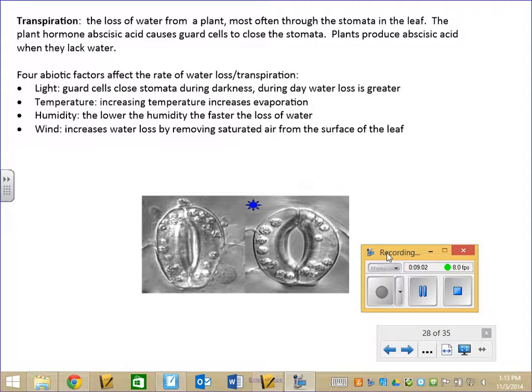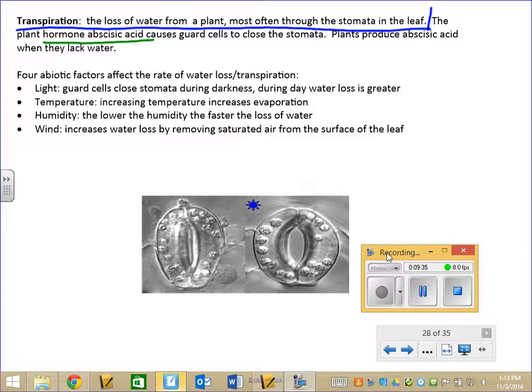In the leaf, we are focusing on transpiration. So this first part, you probably already wrote down what transpiration is. So we need to focus on why transpiration happens, what causes it, and what kind of factors could influence transpiration. The first thing that you'll notice is that there is a hormone. It is called abscisic acid.